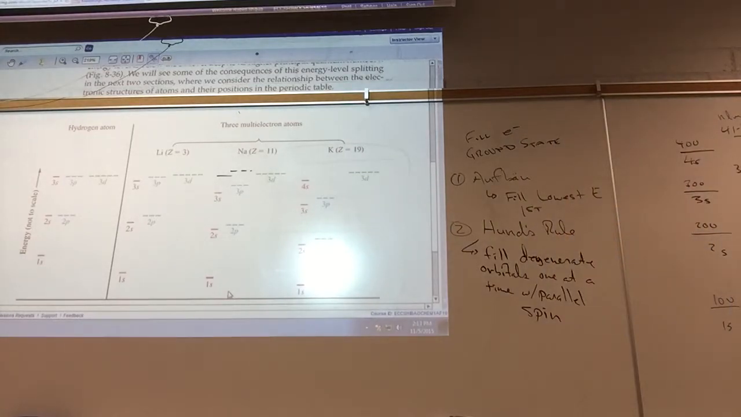And 3, we have the Pauli exclusion principle. The Pauli exclusion principle just says that no two electrons in the same atom can have the same set of 4 quantum numbers.